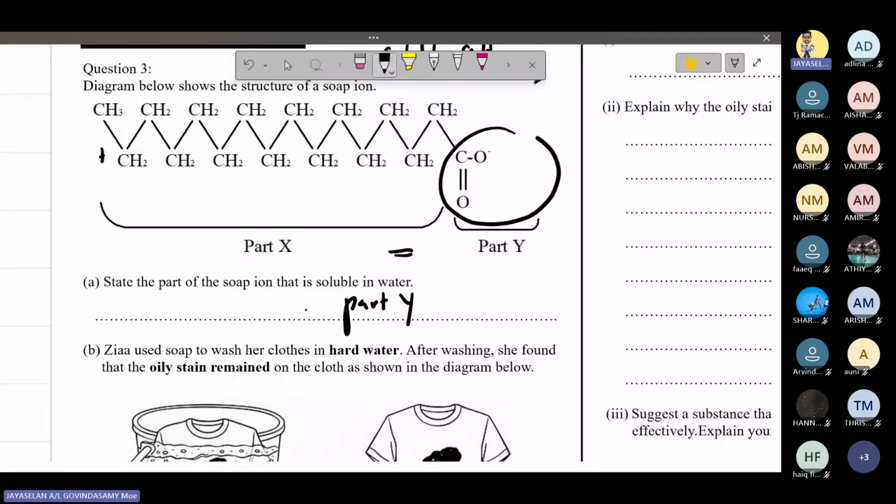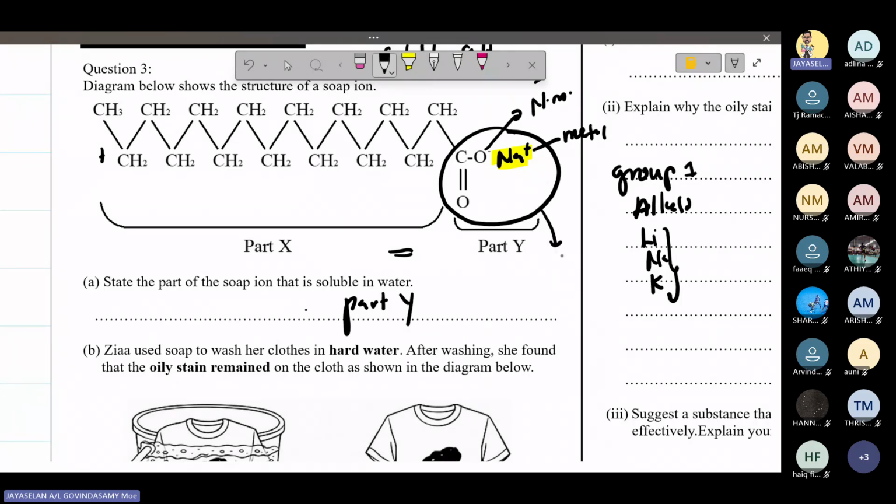I circle this. Here we have the sodium ion. My question: is the sodium ion metal or non-metal? Metal. Sodium is a group 1 metal, and group 1 is called alkali metals. This is metal, and this is non-metal because carbon and oxygen are non-metals. Metal plus non-metal is made up of ionic bonding. What is the physical property of ionic bonding?